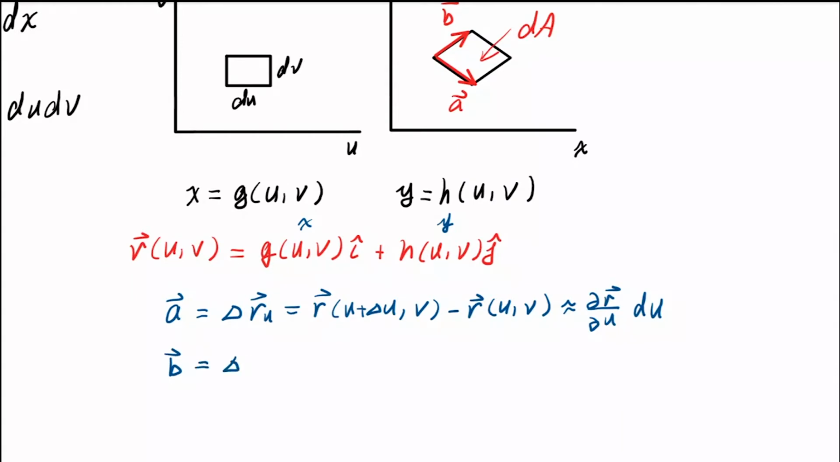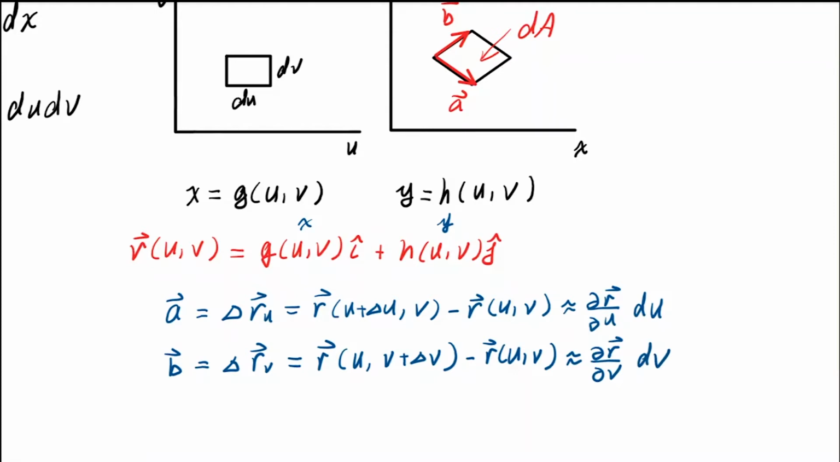So that vector B is your delta r in v direction now, isn't it? Namely, r, and then u as a constant, and we vary v, so v plus delta v, minus r of uv. Good? You with me? And that's going to be approximately equal to partial derivative of r with respect to v times dv. Whew. We're done.